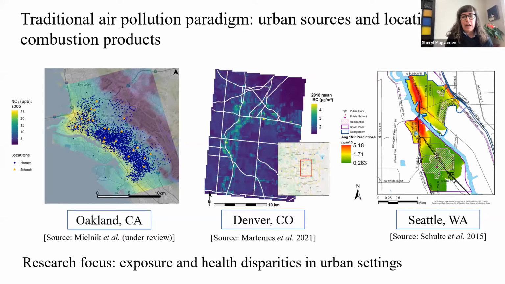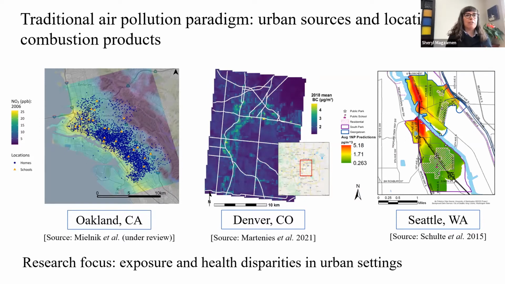Here I'm displaying 3 different studies from Oakland, California, all the way on our left, to Denver, Colorado in the middle, and Seattle, Washington, all united by really trying to get at intra-city levels of pollution to really understand health effects. In Oakland, it was asthma. In Denver, it has been birth weight and outcomes related to obesity, and Seattle also related to respiratory disease. So trying to find those intra-urban gradients.